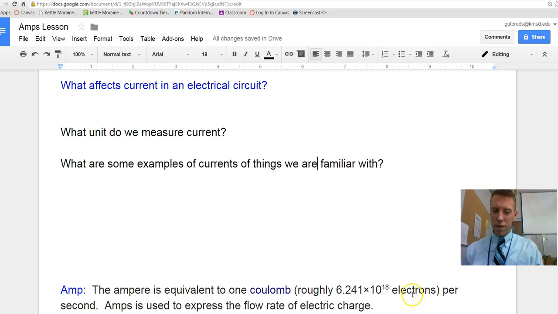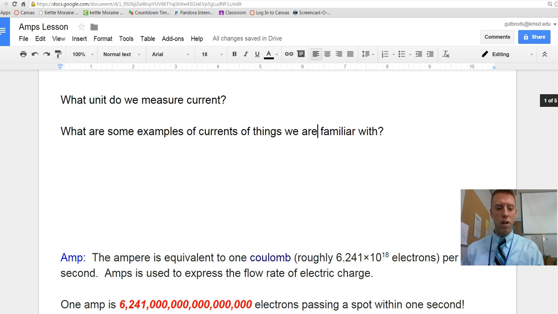Now this number here, 6.241 times 10 to the 18th, is some scientific notation. What that means is 1 amp is this number here. So in 1 second, for 1 amp, this is how many electrons are passing through a section. Now, this is kind of a big number, kind of hard to picture. It's just crazy huge. So what I want you to imagine is the electrons are particles and they're passing through a wire. And in 1 second, with 1 amp, that's how many pass through that wire.